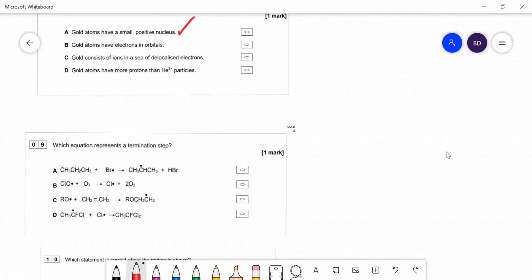Nine, which reaction represents the termination step? Talking about free radical reaction. Well, you need 2 free radicals coming together, don't you, for a termination step? Like you need Cl with a dot there and Cl with a dot there. They come together and they form a non-free radical. That's why. So you get rid of the free radicals. So you want one with 2 free radicals, and the only one with 2 free radicals reacting is D. The others have only got 1 free radical in there.